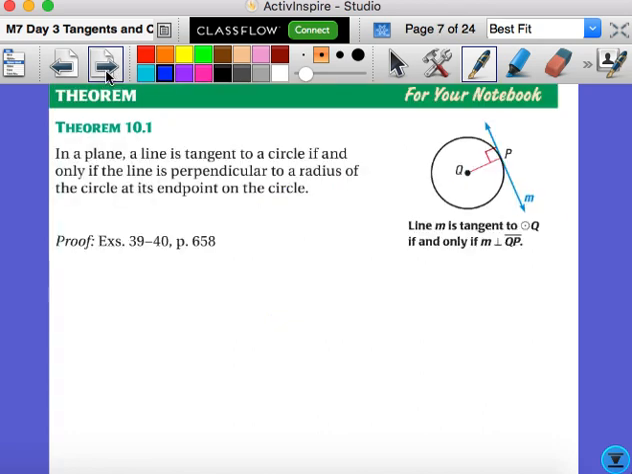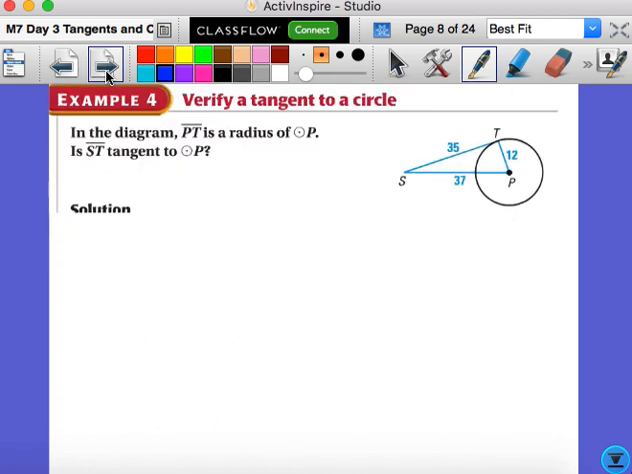Like I said, this is going to be an important theorem today, so please make sure that you jot this down somewhere in your notes. Every time we have a tangent line, the radius and that point of tangency are always going to be perpendicular, meaning they're always going to form a 90-degree angle.